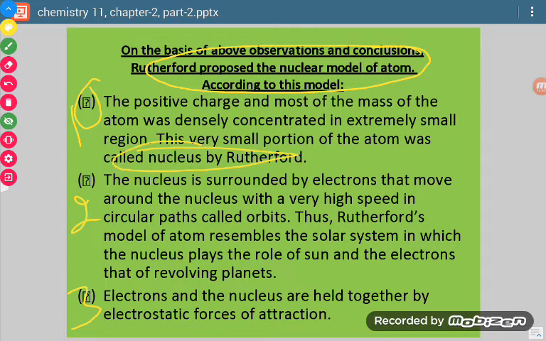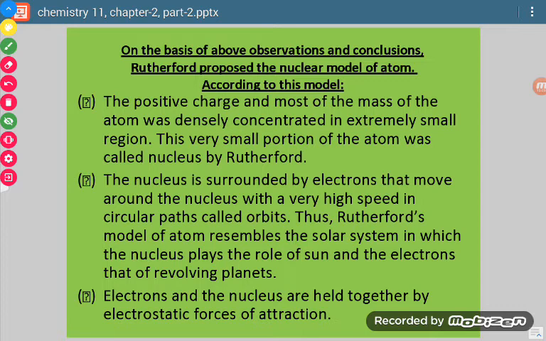One question comes: who discovered the nucleus? Rutherford discovered the nucleus. This is the term which was given by Rutherford. Secondly, the nucleus is surrounded by electrons that move around the nucleus with a very high speed in circular paths called orbits. So it was proposed that electrons move continuously at very high speed around the nucleus in a circular path, and that circular path was named an orbit.